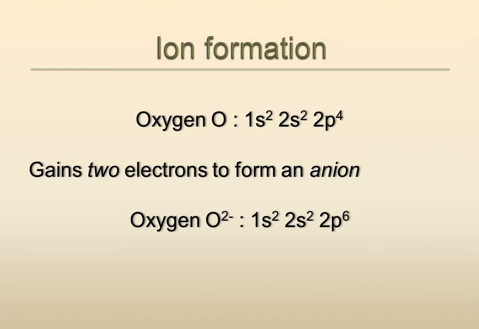Now notice that the oxide ion O2-, the sodium ion Na+, and the magnesium ion Mg2+, are all isoelectronic. They all have the same number of electrons.